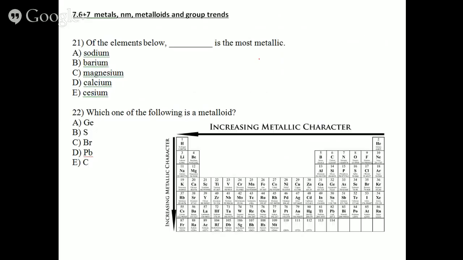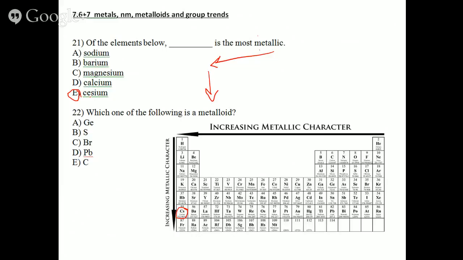Cool. Taking a look at question number 21. Of the elements below, blank is the most metallic. So we're trying to find the one that's most to the left and most towards the bottom. Which one of those is it? It's cesium, all the way down there. Can't get any more left, can barely get any more bottom, so it's got to be choice E.